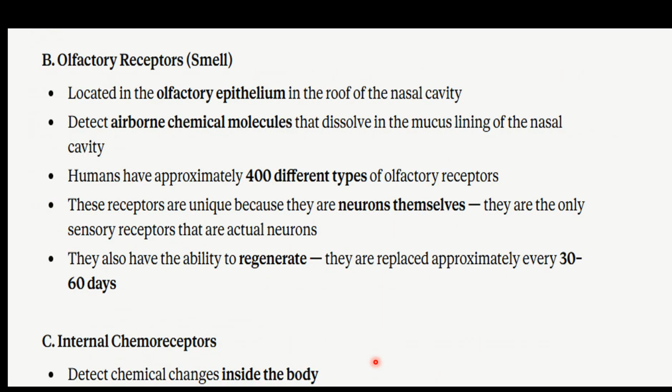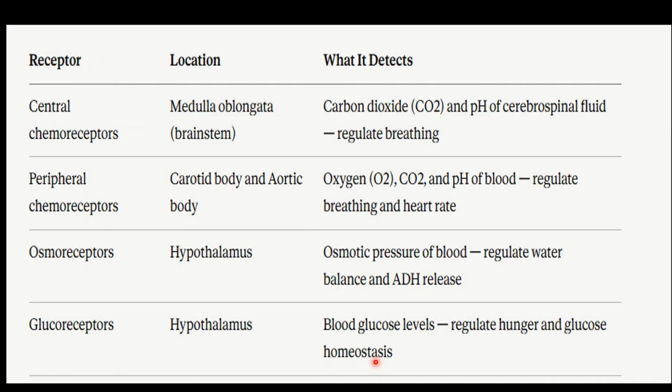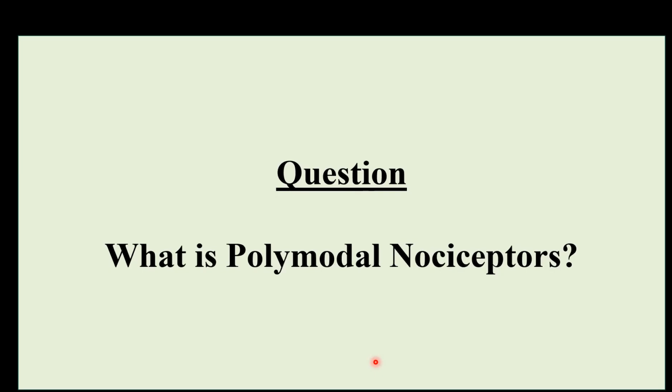Now we will move to the next receptor, which we will cover in the next session. But before that, there is one question for all of you, and today's question is, what are polymodal nociceptors? One thing is clear, it is something related to nociceptors or pain receptors, but what exactly is polymodal? You just have to write the answer to this straightforward question in very simple terms. I don't need lengthy answers, just a point to point answer.